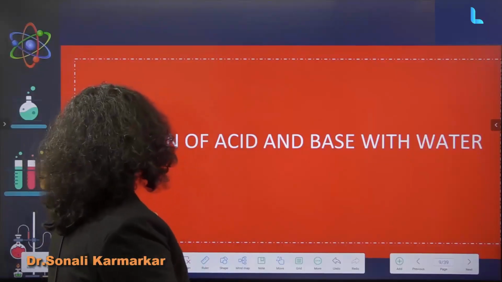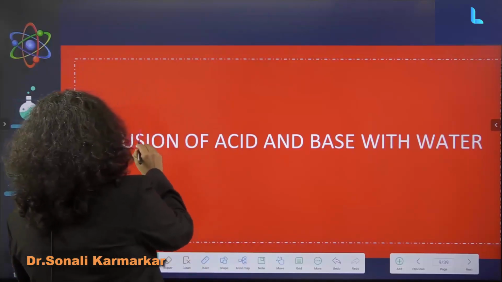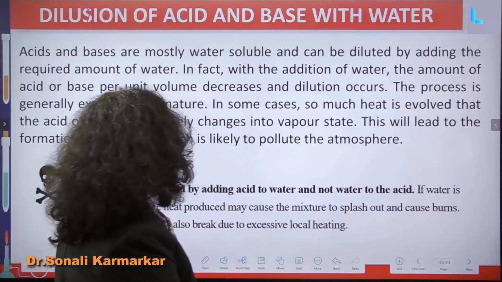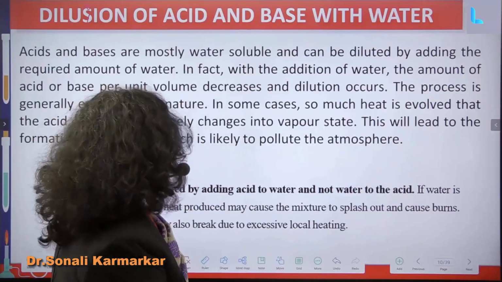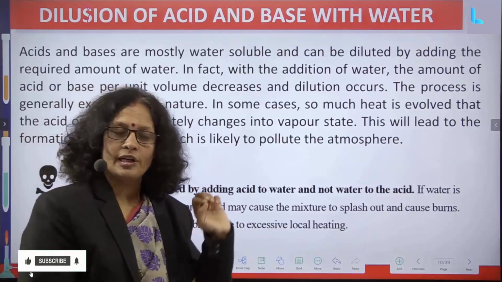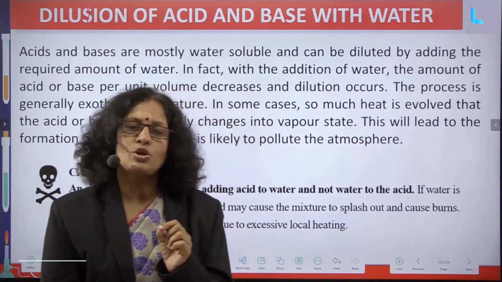Dilution of acids and bases with water. Now acids and bases are mostly soluble and can be diluted by adding the required amount of water. In the laboratory, when you go to higher classes and do experiments, you will observe it.